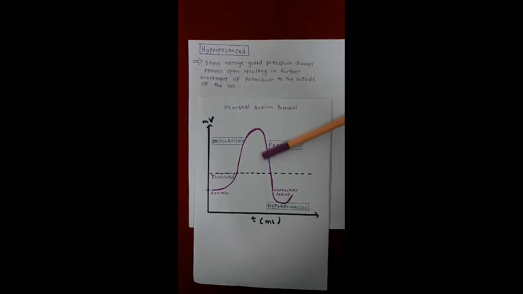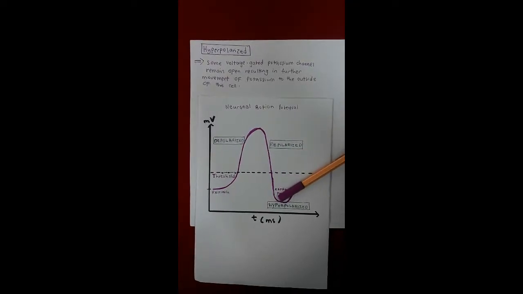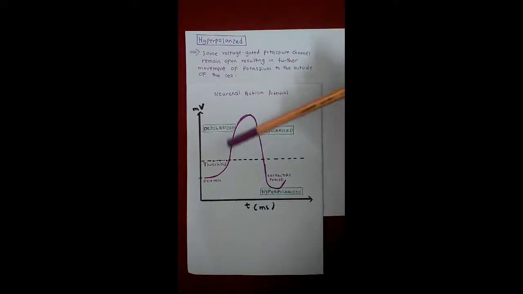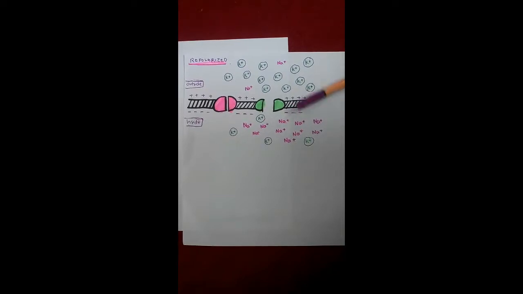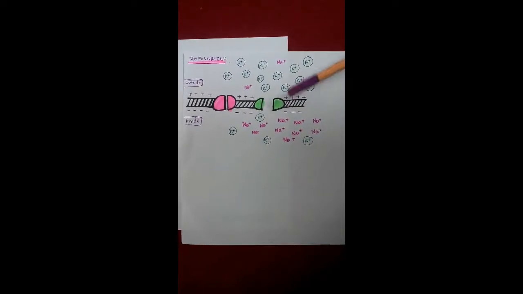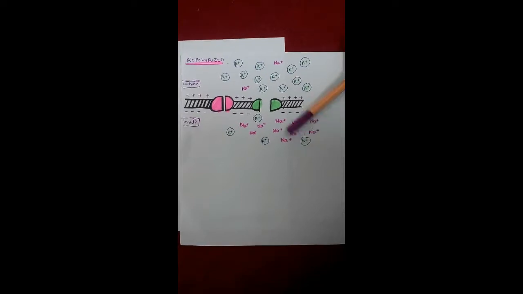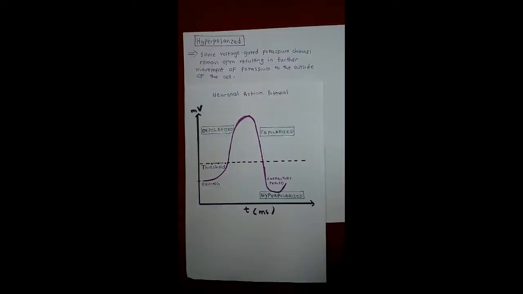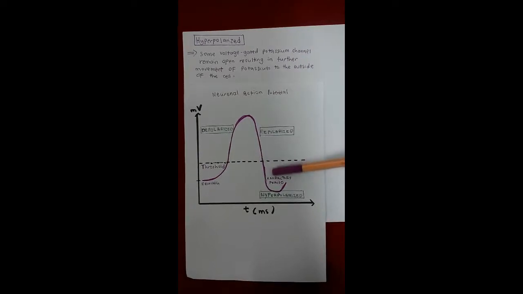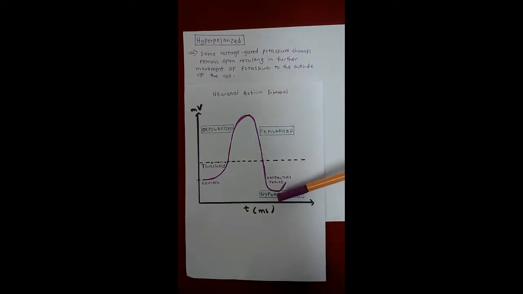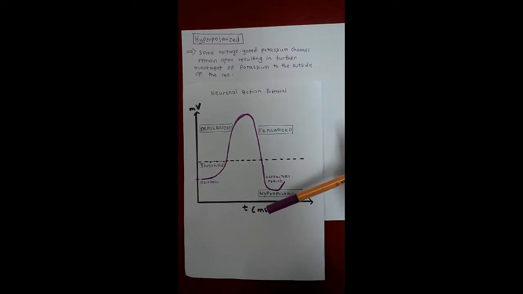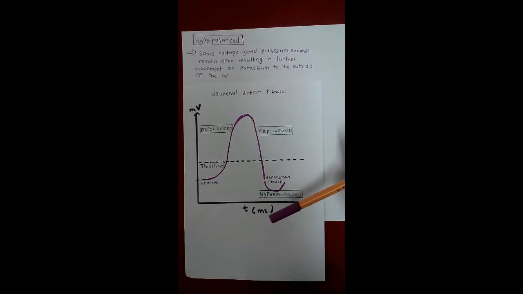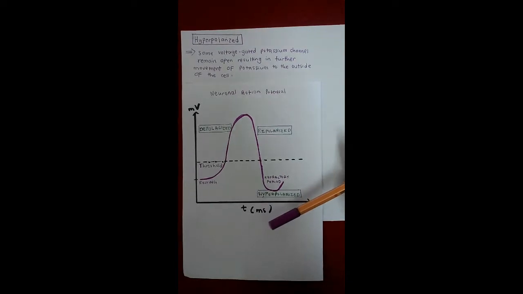After the repolarized state, some voltage-gated potassium channels remain open, resulting in further movement of potassium to the outside of the cell. As the voltage falls below the reading of resting state, the membrane is said to be hyperpolarized because it has become more negative than the beginning. At this stage, the neuron is unable to conduct the nerve impulse and is said to be in refractory period.